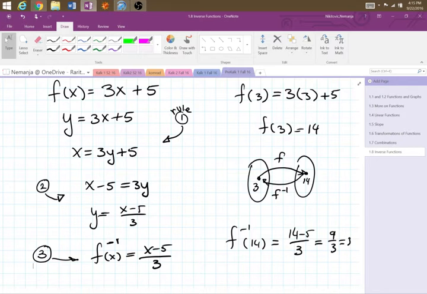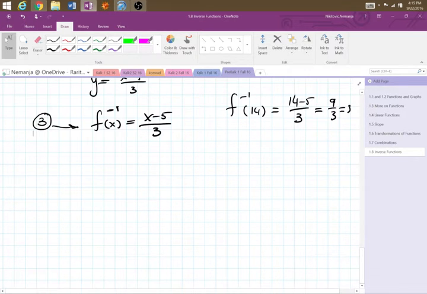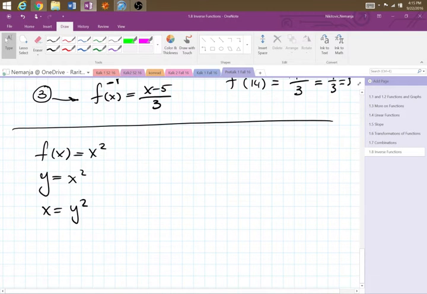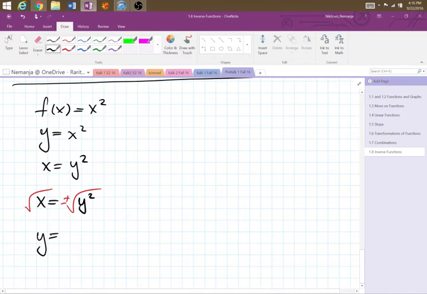Now we're going to jump into the x squared situation and say if f of x was given as x squared, we can write it as y equals x squared, then swap x and y, and then when you want to solve for y, what happens? You have to square root both sides. As soon as you square root, you put plus and minus. And then there's your y equals plus minus square root of x.